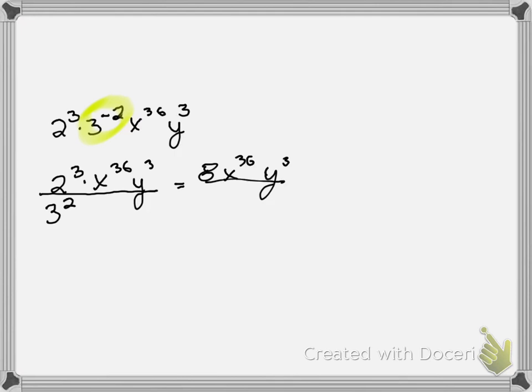We're going to evaluate our values. So 2 cubed is 8. 2 times 2 times 2 is 8. 3 squared is 9. So that should be right there your final answer.